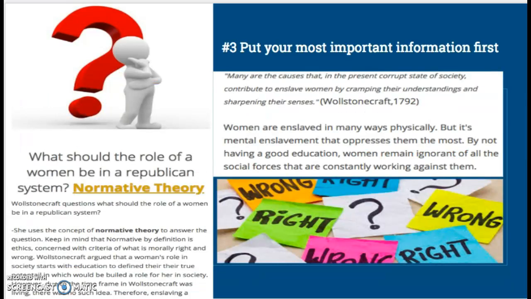My third point is put your most important information first. Here I took 2 snapshots of my web page, and it shows what normative theory is, which is the most important concept when it came to Mary Wollstonecraft. It's always crucial to place your most important information first, because the structure can be like a go-getter, and since it's the internet, you can just see it visually, and if it delivers, you stay on it. That's usually the way it works when researching.